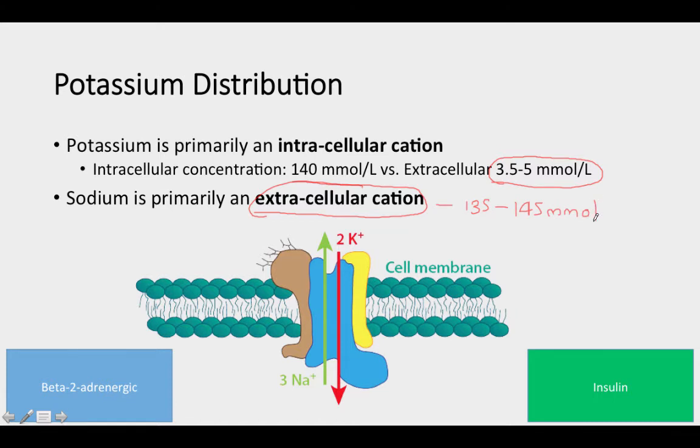And how is this intracellular, extracellular concentration maintained? It's through this pump which sits on the cell membrane. It's the sodium potassium ATPase pump. It uses ATP to drive sodium out and bring potassium in a 3:2 ratio. And that maintains our normal concentration of electrolytes in the intracellular and extracellular space.